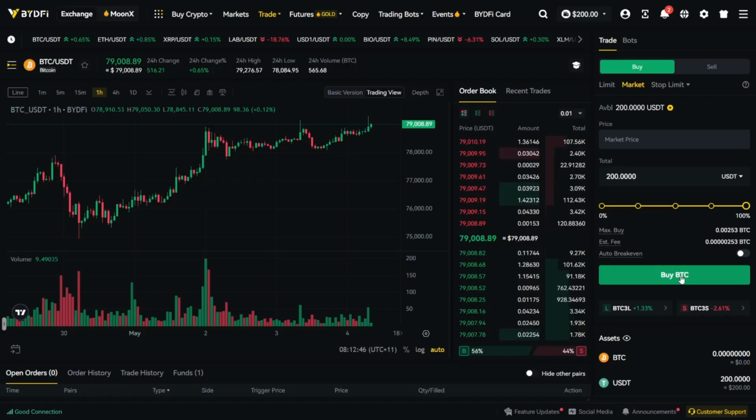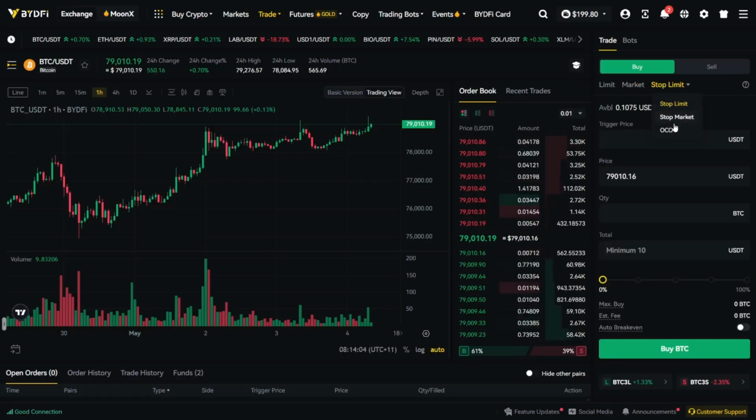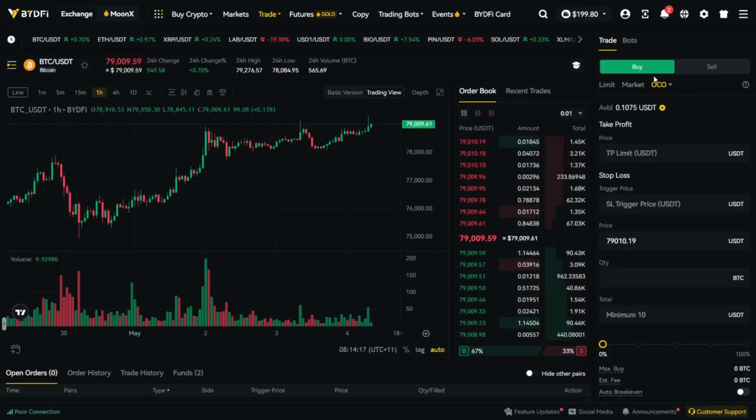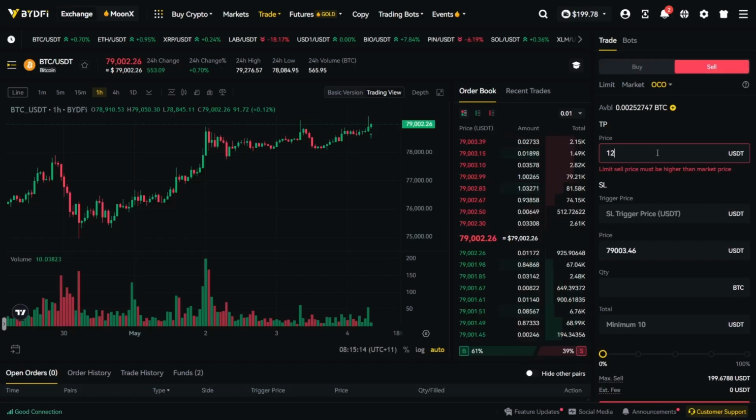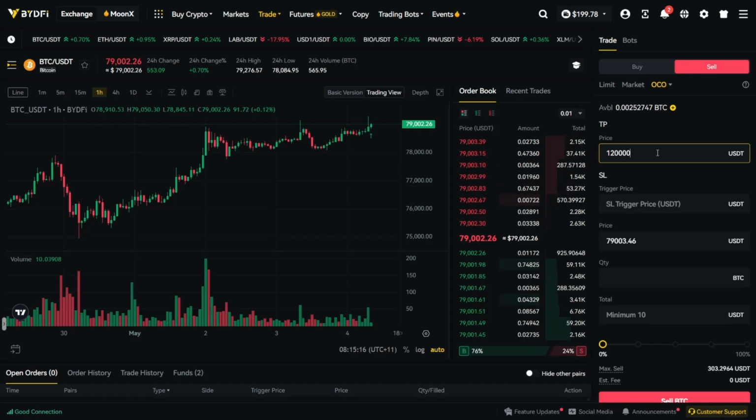We are going to buy BTC, and it was a successful purchase. As we can see under our assets, we have BTC now. Next, I'm going to show you how to manage our risk. So we're going to set a take profit and a stop loss. We are going to switch from buy to sell. And for our take profit price, if Bitcoin hits, let's say 120,000, I'll be more than happy to sell my position and take my profits.